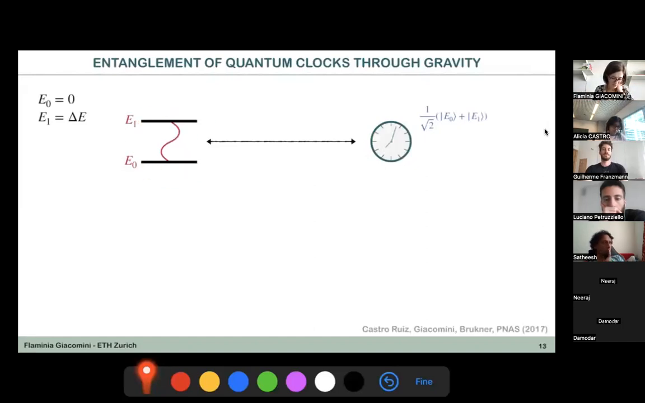This clock here will have some effective mass E0 if it's in E0, and some other mass, say M1 plus E1, if it's in E1. So the fact itself that this clock is initialized in a quantum superposition of energy levels means that we have a quantum superposition of masses for each clock. When we put a copy of this clock nearby at some distance, so it's two copies of the same clock, just represented differently, then also this clock will be in a superposition of masses.